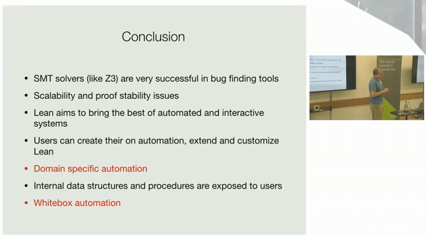Something that was really hard in Z3 is that sometimes you have domain-specific applications for which you can create algorithms that are very specialized. But Z3 is a general purpose solver. It doesn't make sense to implement solutions for every possible domain you're going to face. Right? But with a tool like Lean, you can build domain-specific automation. The internal data structures and procedures are exposed to users. It's not a black box anymore. Now we call that white box automation.